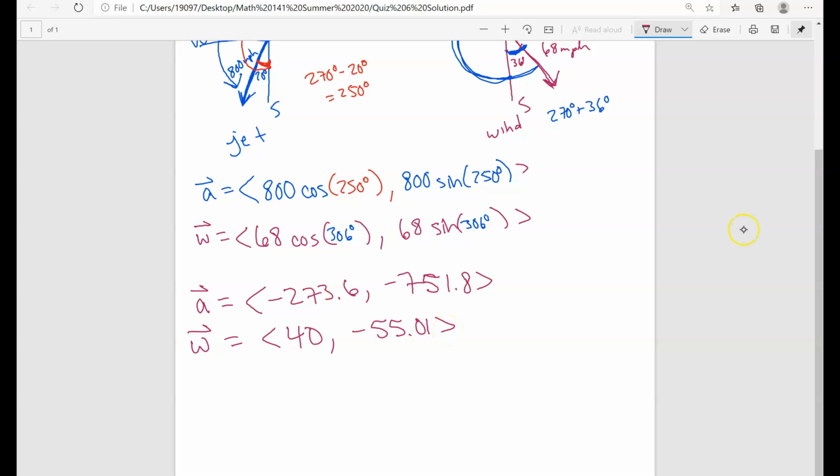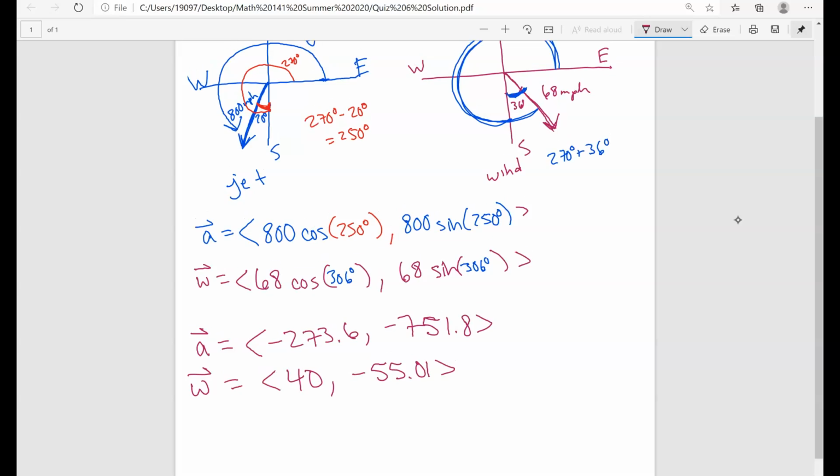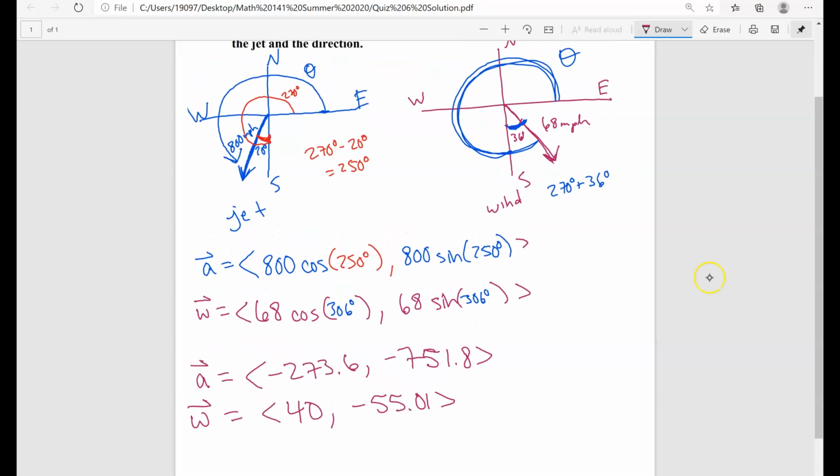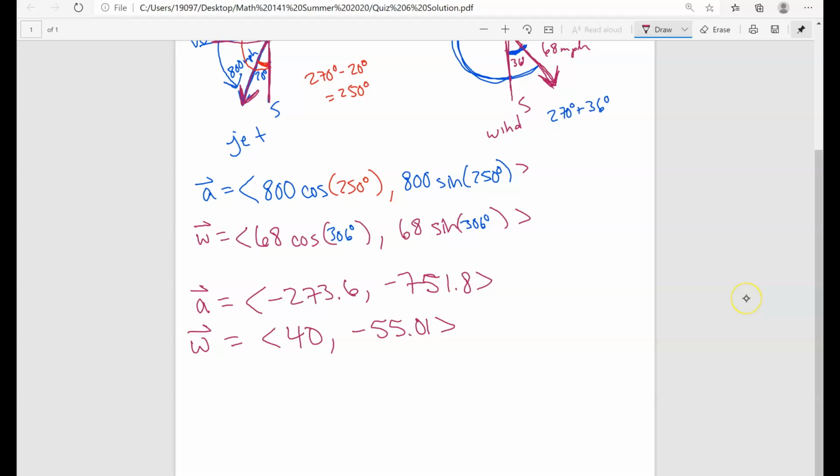And one way to know that you got this right is to look at the vector for the airplane, for the jet. You can see that it's in the third quadrant. So in the third quadrant, both the x value and the y value are negative. And for the wind vector, you can see that in the southeast, the first component is going to be positive, which it is, and the second component is going to be negative, which it also is. So now all we got to do is figure out the new speed of this airplane.